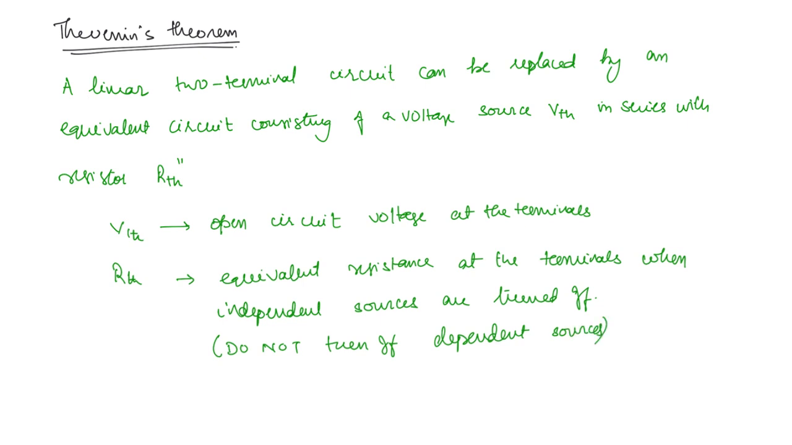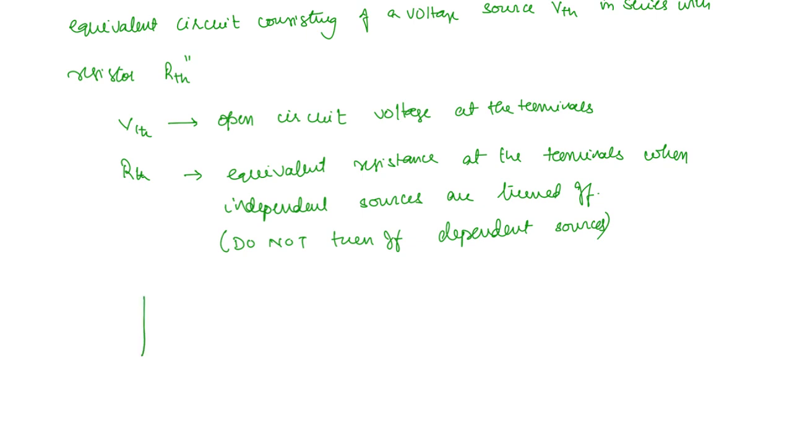So linear, we anyway know what a linear circuit is. It is a circuit which contains only linear elements, and an element is called linear if the VI relationship remains linear. A two-terminal circuit means you can consider some circuit here, and it has two leads outside, two terminals you can take outside. That is nothing but a two-terminal network. If you take out three terminals, then it is going to be a three-terminal network.